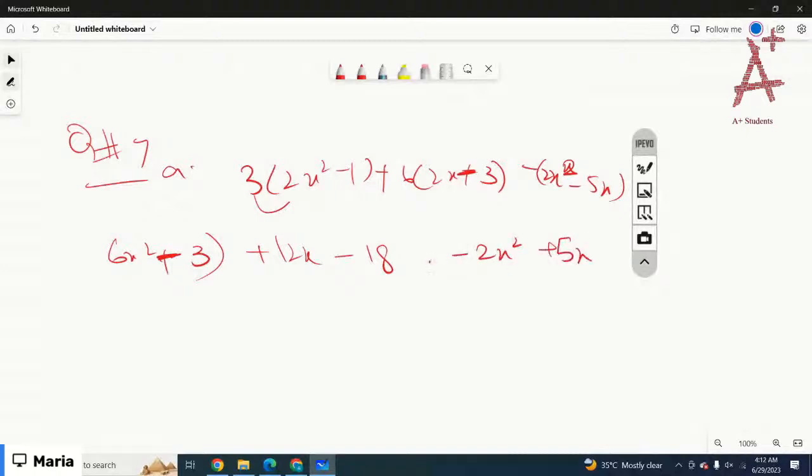So you just have to collect the like terms. You have 6x² and minus 2x², it would be 4x². Then you have plus 12x and plus 5x, so it would be 17x. Then you have negative 18 and negative 3, it would be negative 21. So the correct option is 4x² plus 17x minus 21.